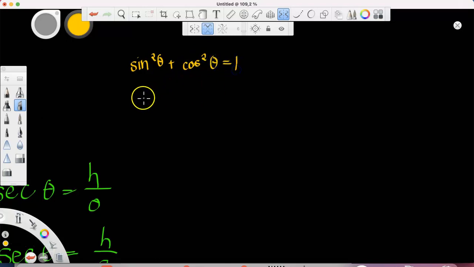And the other one is that tan theta is equal to sine theta over cos theta. So these are the two fundamental identities, and you should not just know how to use them, but you should be able to recall them without having to look them up. You must know them.